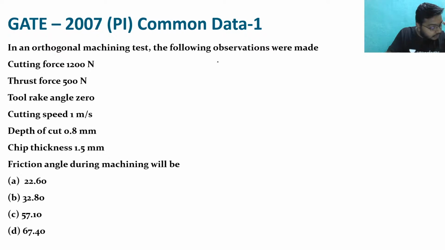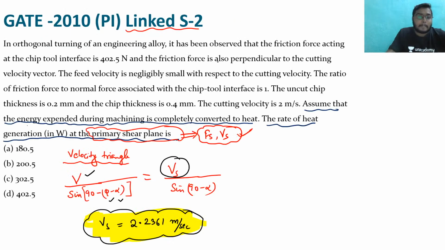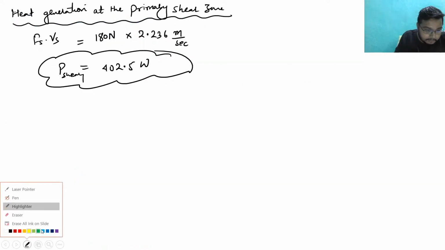Kiran has told, sir, I don't get which power. Kiran, see, this is a very good question. If you have a doubt, ask me, I'll clear it out. See, in this question, it has been told that rate of heat generation at the primary shear plane. What is the primary shear plane, Kiran? I'm explaining to you.